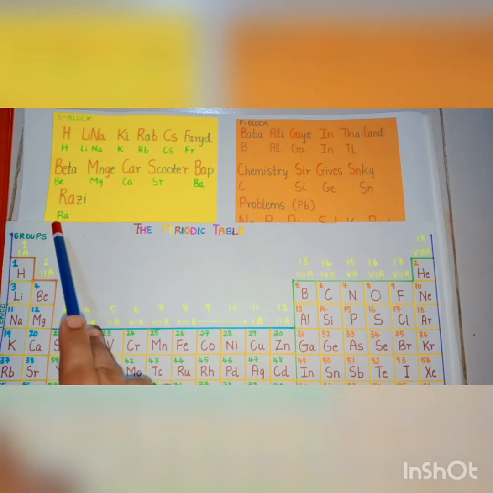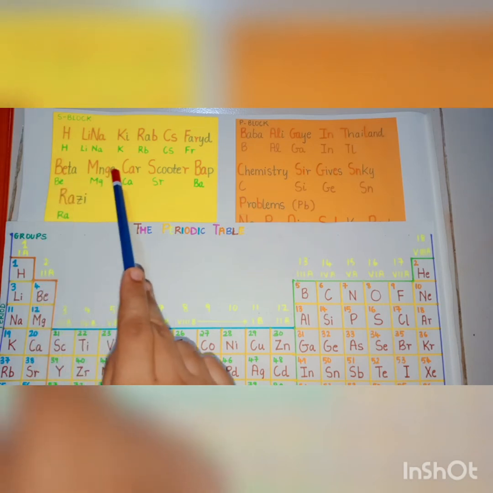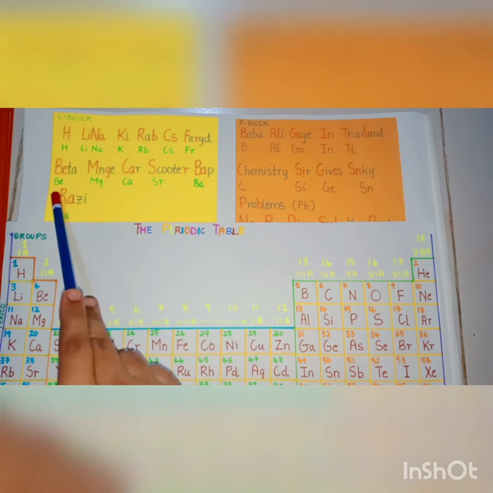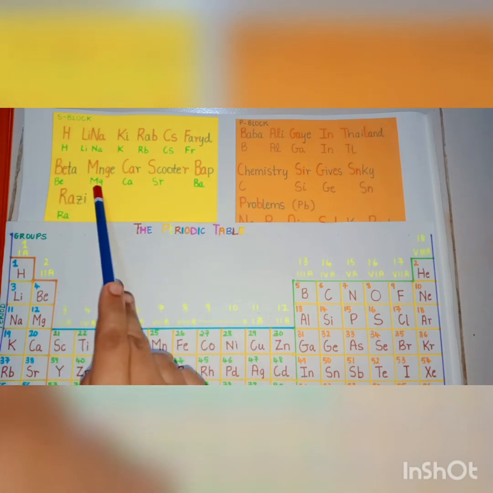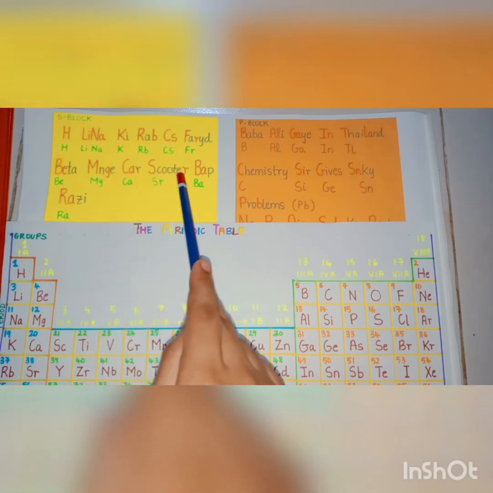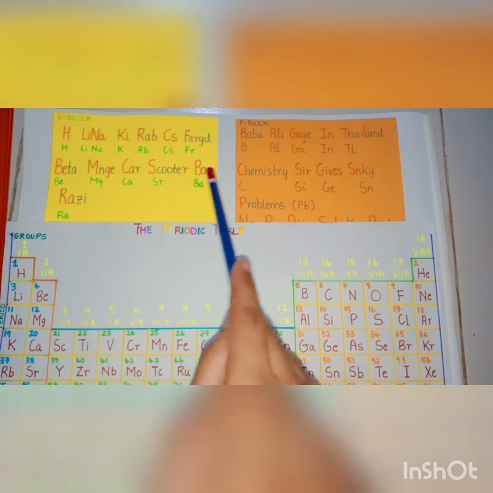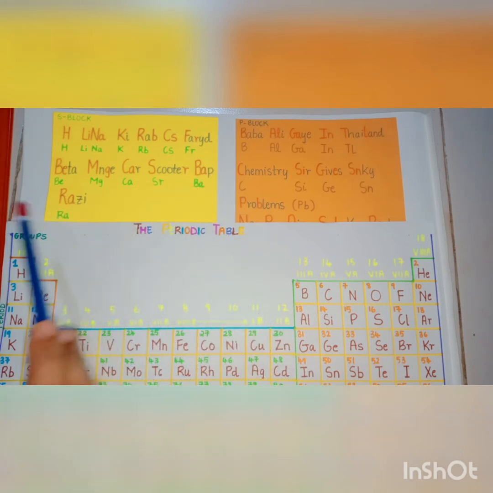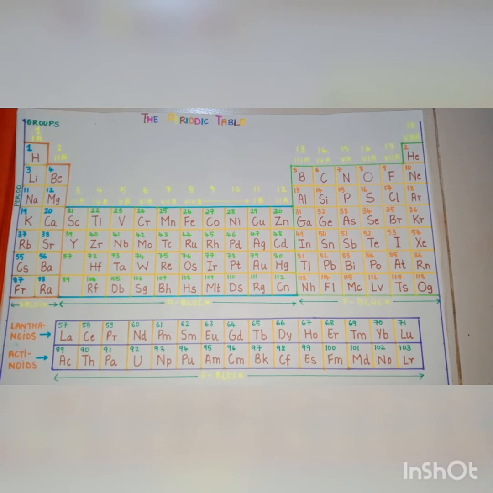Let us recall the trick. It was beta mange car scooter baap razi. Beta, which means beryllium, mange, which means magnesium, car, which means calcium, scooter for strontium, baap for barium and razi for radium. I hope you are clear with the tricks of the S block. So let us move to the P block.